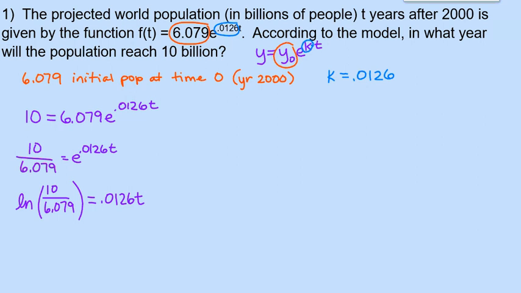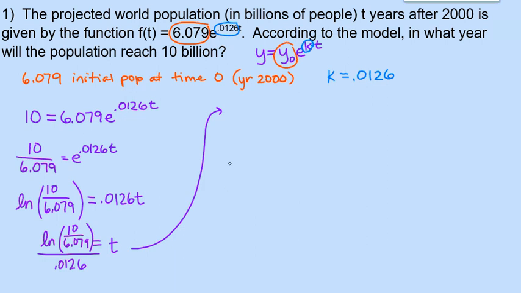The last thing to do is divide both sides by 0.0126 to get t by itself. So we have natural log of 10 divided by 6.079 over 0.0126. Now, I would not use the calculator until this point. You don't want to use the calculator, approximate, and then do more with it, and approximate again. That's just going to throw your answer off a bit. So just wait until this point, and now you put it in the calculator, and you get approximately 39.5.